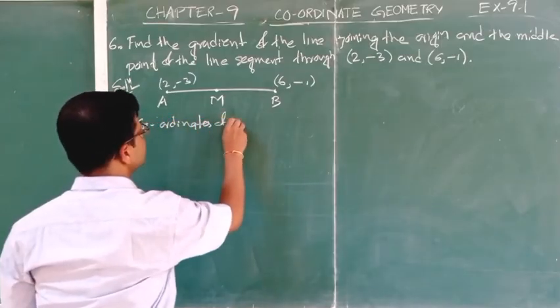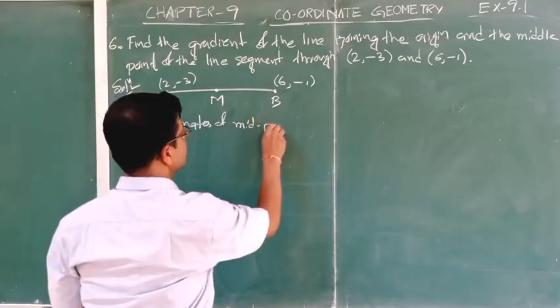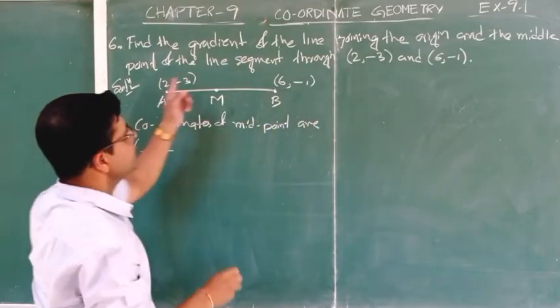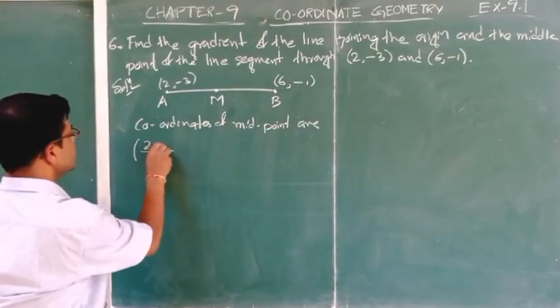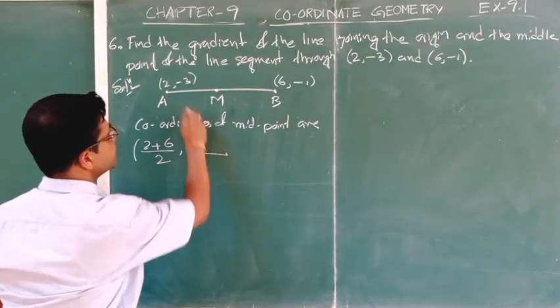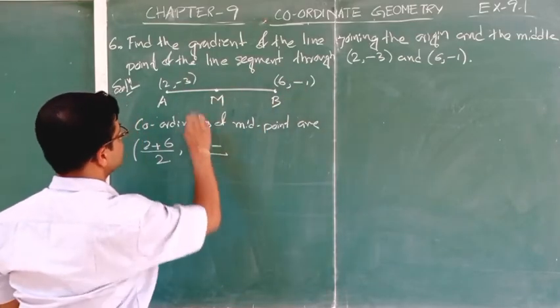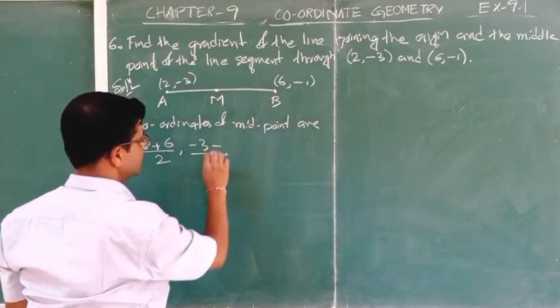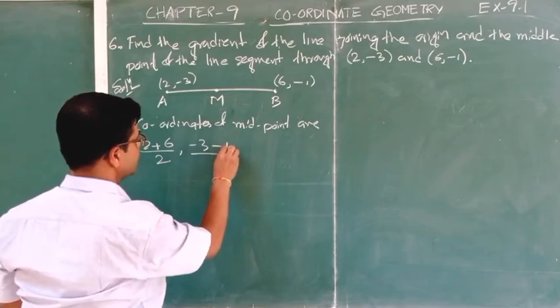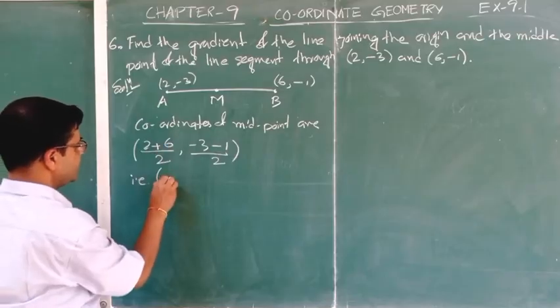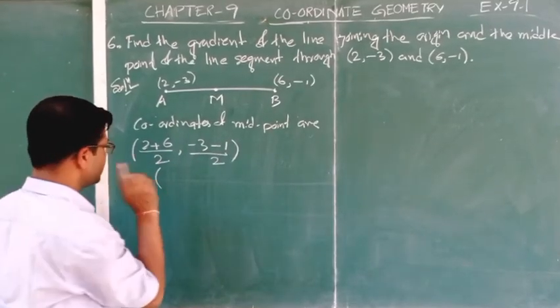Coordinates of midpoint are, how do we find? (x1 plus x2) divided by 2: 2 plus 6 divided by 2, and (y1 plus y2) divided by 2: minus 3 plus minus 1, divided by 2. That is 8 by 2. I am doing it directly, skipping one line only.